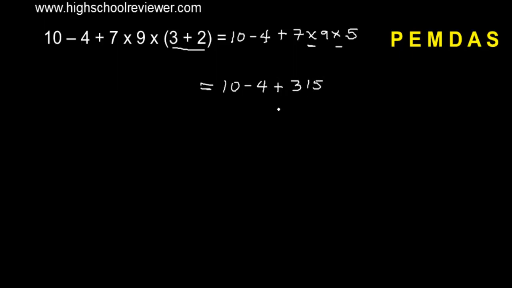And then we will now perform subtraction and addition. We are going to perform this from left to right. 10 minus 4 is 6, and 6 plus 315 will give us positive 321. So therefore, 10 minus 4 plus 7 times 9 times the quantity of 3 plus 2 is positive 321. And this is our final answer.